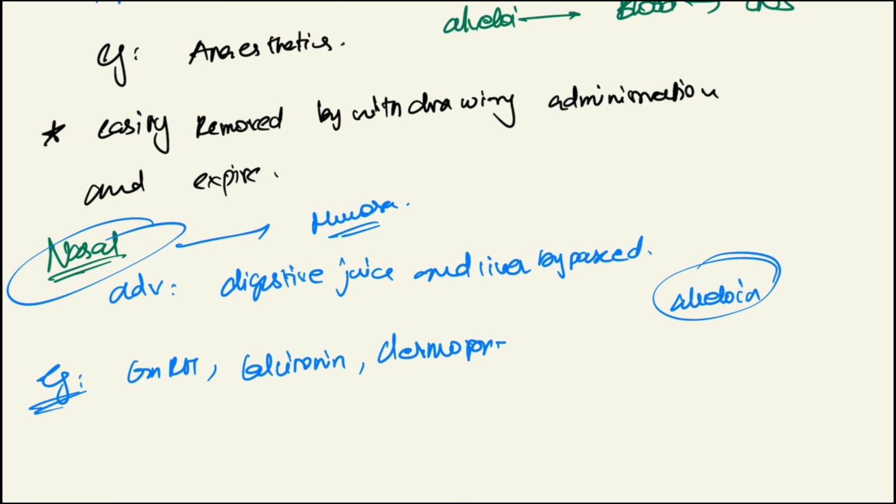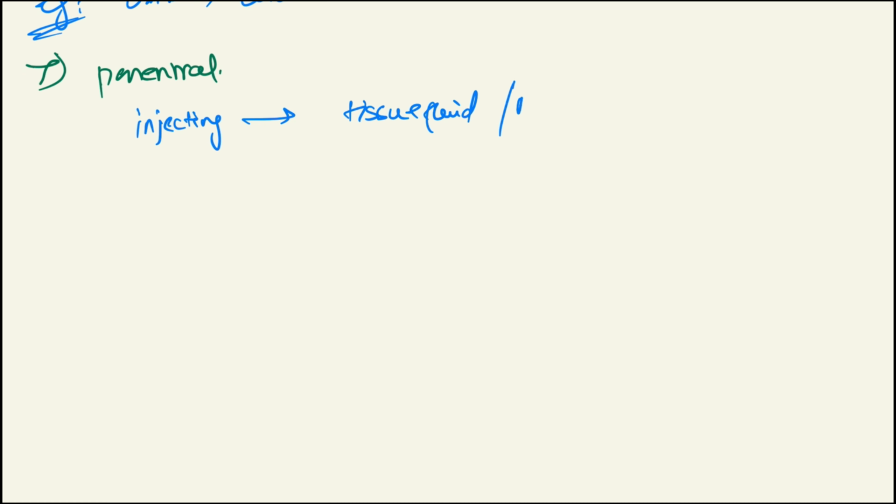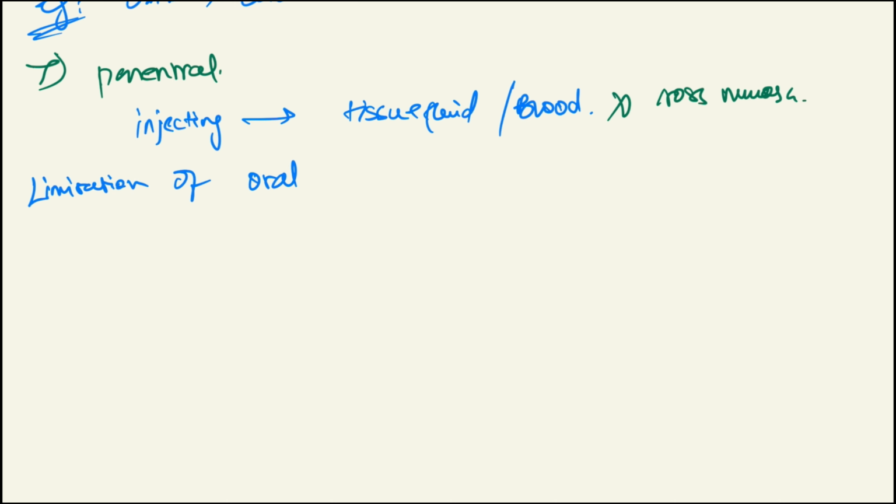Then parenteral. Parenteral means any route other than the GIT. It is an injection-like method where the drug is directly diffused into the tissue fluid or the blood, with no need to cross any membrane. So all the limitations of the oral route are overcome. If you have any doubt, go and revisit the limitations of the oral route so that you can understand how they are overcome.